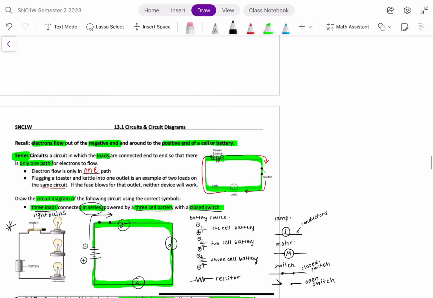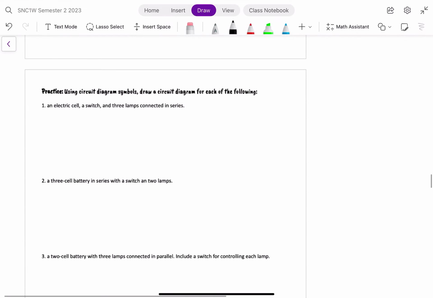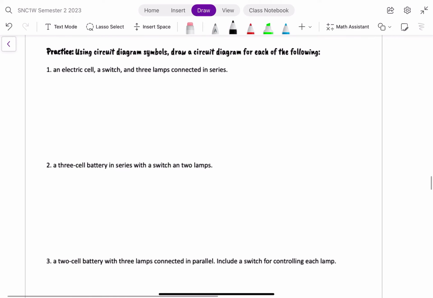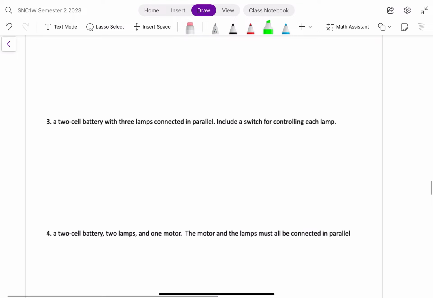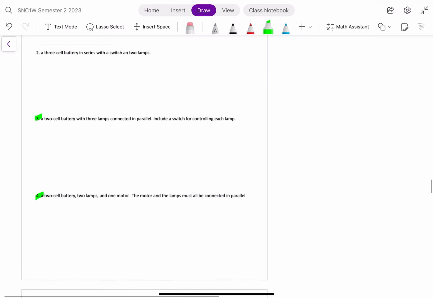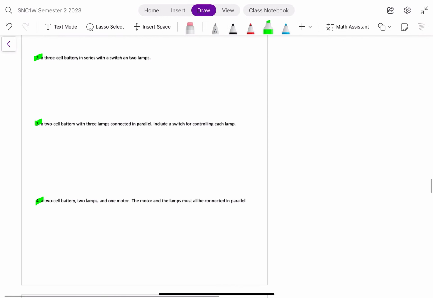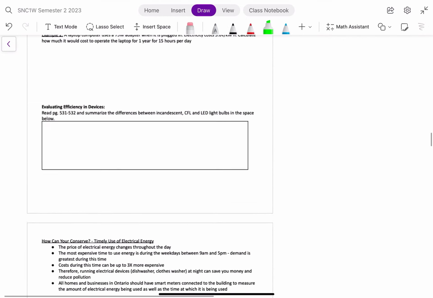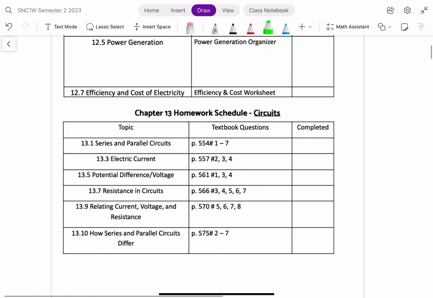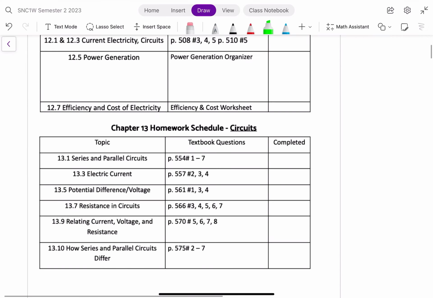Okay, so we have some practice over here using circuit diagram symbols. Draw a circuit diagram for each of the following. So you are going to complete 1, 2, 3, 4. Once you are complete with these 4, you can move on to completing the homework from the textbook, which is going to be 13.1, page 554, numbers 1 to 7.